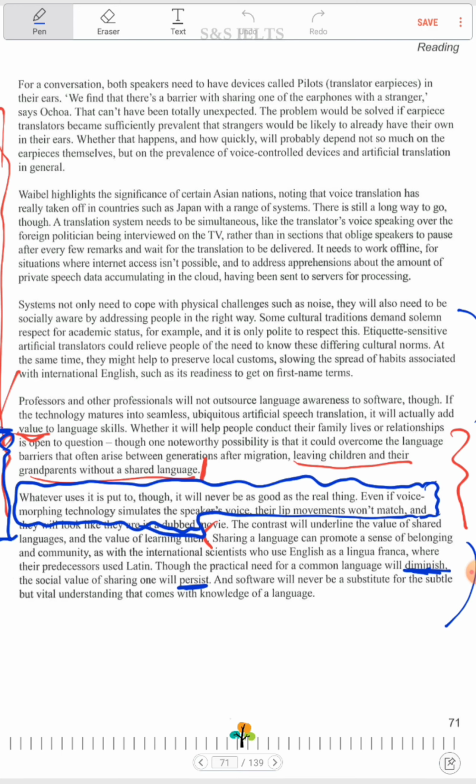Okay, everybody, as the text mentioned, there's a barrier with sharing one of the earpieces with a stranger, implying that people are hesitant to engage in this practice. And the writer further discusses that the issue could be resolved if earpiece translators become more common, indicating an awareness of the current social norm where people are not comfortable sharing earpieces with strangers. And all of this understanding is key to choosing option B as the most appropriate answer.